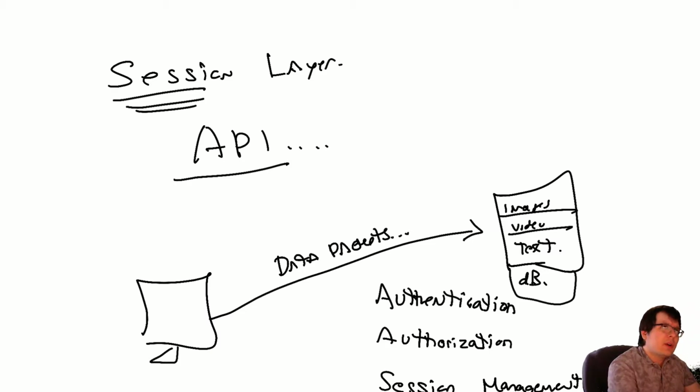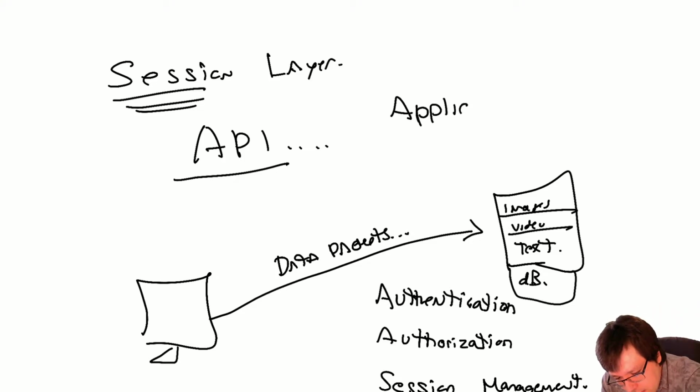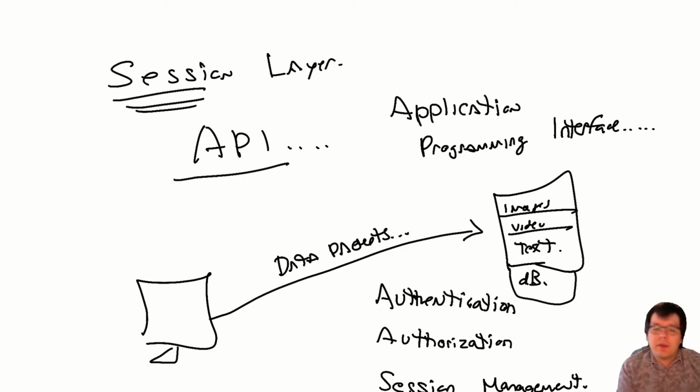API standing for Application Protocol Interface, I think. Let me triple check. Application Programming Interface. But I'm sure you've heard of the word API before, like an API for an exchange, or for Twitter, or for things like that. So anyways, that's what the session layers do. It's establishing that communication and that authorization.